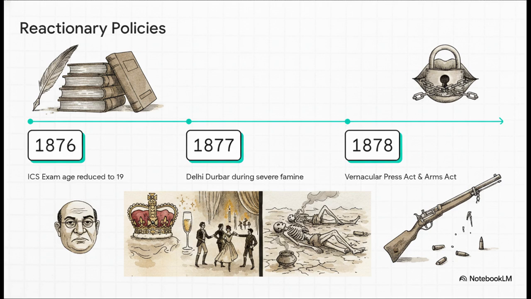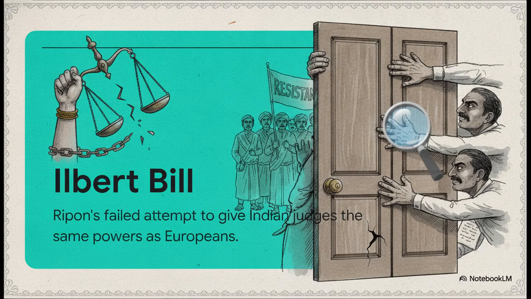Then, in 1877, the British threw the lavish Grand Delhi Durbar, this huge, extravagant party, while the country was in the deadly grip of a severe famine. It was a shocking display of callousness. By 1878, they clamped down on free speech and self-defense with the Vernacular Press Act and the Arms Act. This rapid-fire sequence of events provoked an absolute storm of opposition across the entire country. But it was this next controversy that fundamentally changed the Indian mindset.